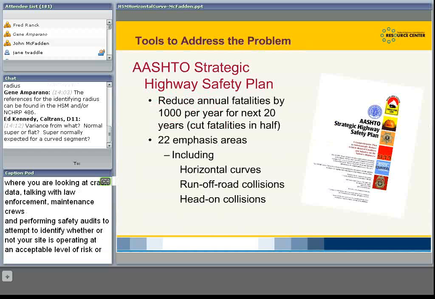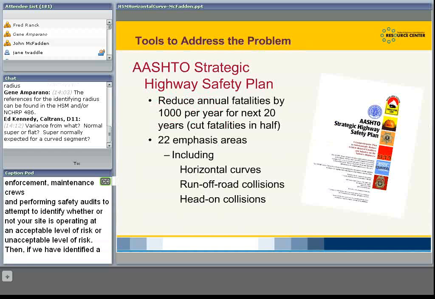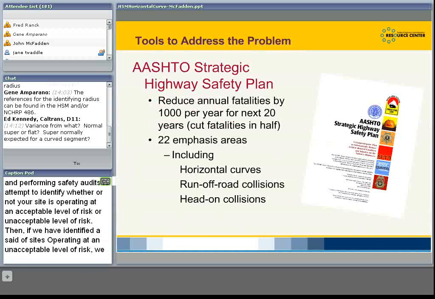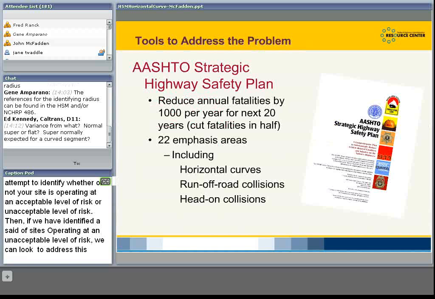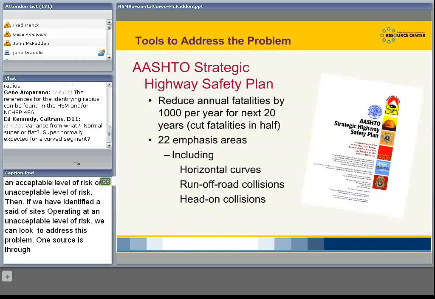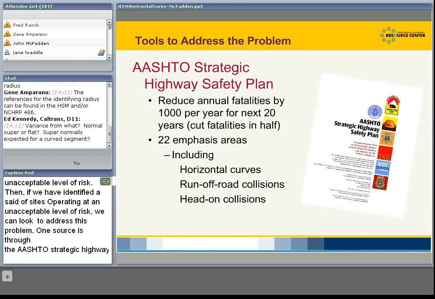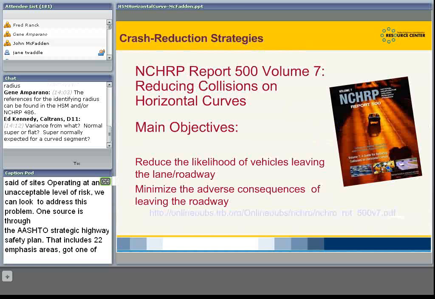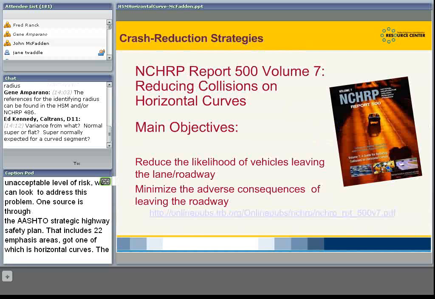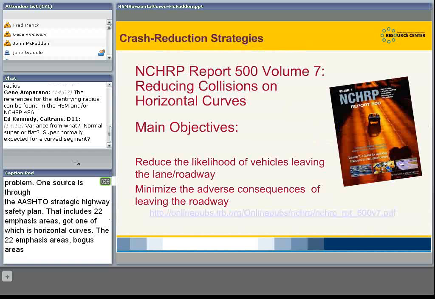And this would start with some sort of diagnostic review where you're looking at crash data, talking to law enforcement, maintenance crews, performing safety audits to attempt to identify whether or not your site is operating at an acceptable level of risk or an unacceptable level of risk. Then, if we've identified a set of sites that are operating at an unacceptable level of risk, we can then look for tools to address this problem.